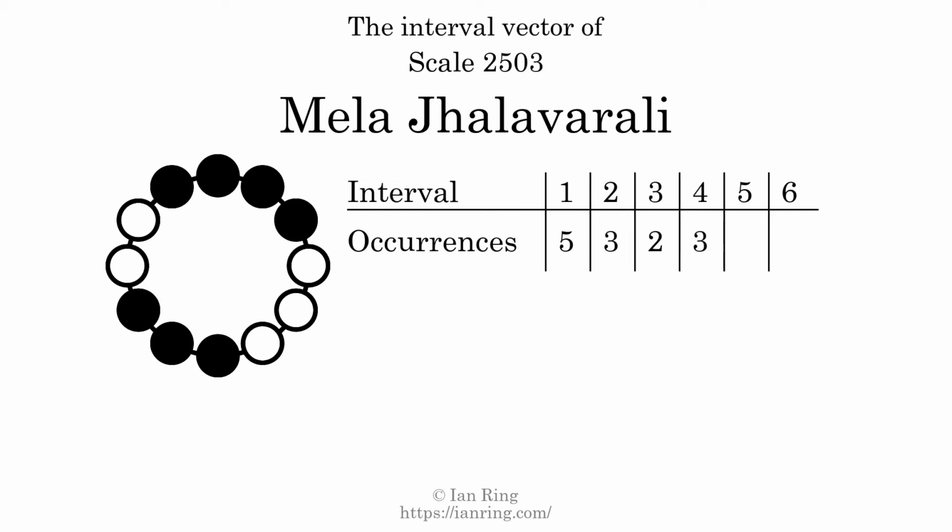There are 3 intervals with a size of 4 semitones. They are here, here, and here. There are 5 intervals with a size of 5 semitones. They are here, here, here, here, and here. There are 3 intervals with a size of 6 semitones. They are here, here, and here. Each interval does not appear in this scale a unique number of times, so this is not a deep scale.